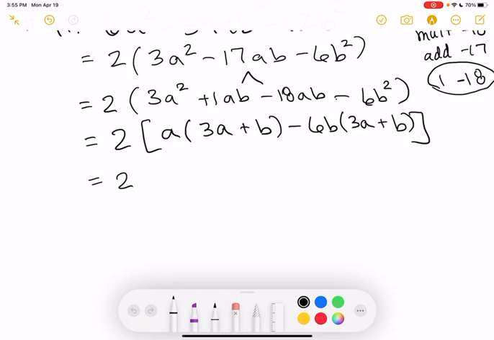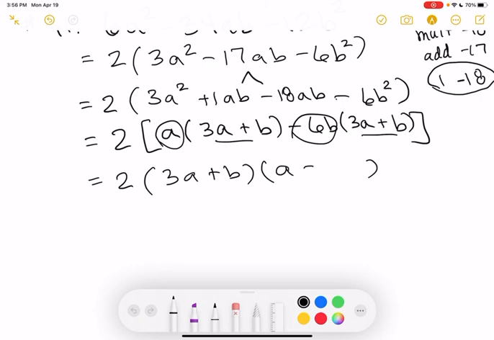All right, then 2, we have a matching 3a plus b, and then we have an a minus a 6b. So we have 2 times 3a plus b times the quantity a minus 6b. And I don't see anything else we can do, so that wraps it up.